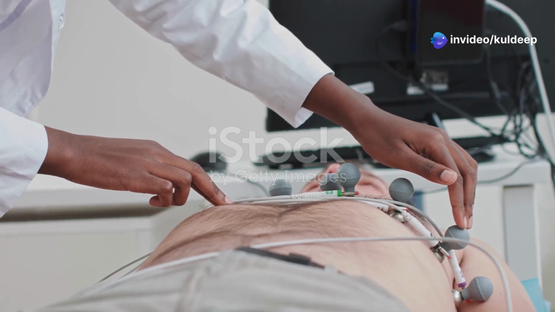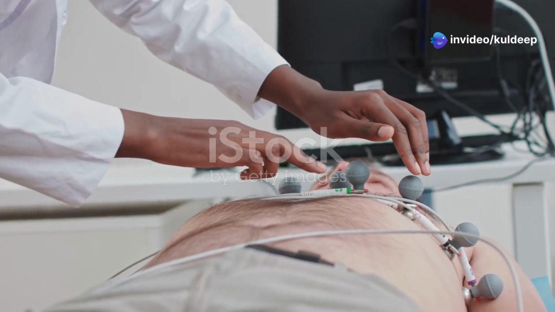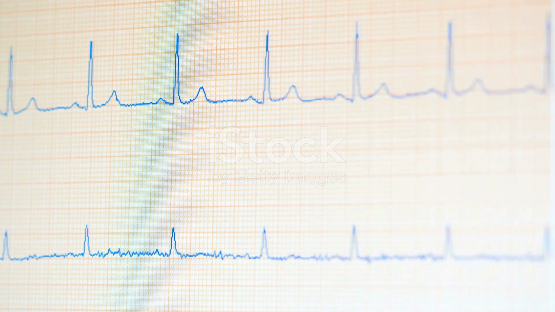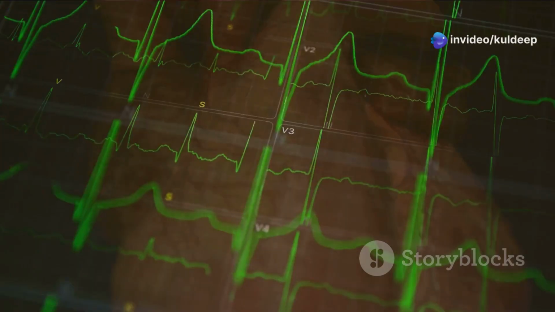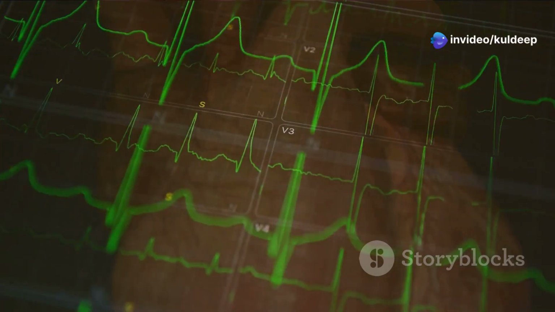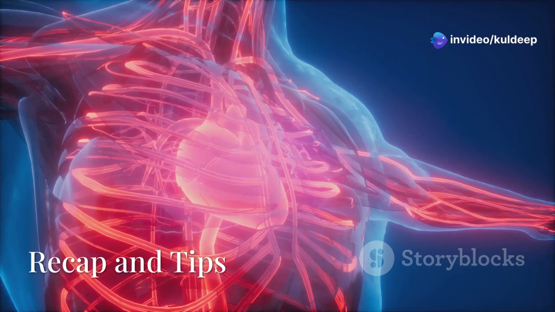An ECG records the heart's electrical activity. Key points include the P wave, which represents atrial depolarization, the QRS complex, which signifies ventricular depolarization, and the T wave, which indicates ventricular repolarization.